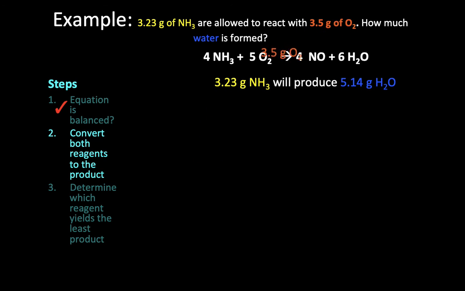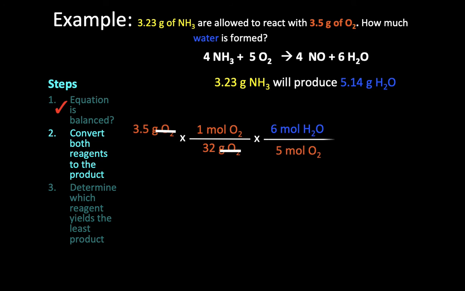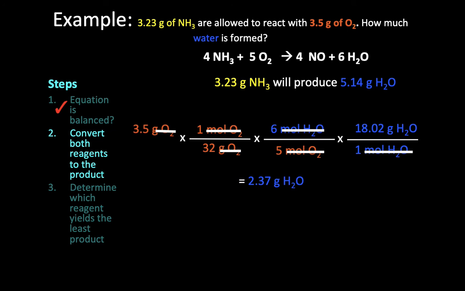Here we go with converting the oxygen now. We start with 3.5 grams. Using the molar mass ratio, we'll convert into moles of oxygen. Then we'll convert between moles of oxygen to moles of water. And finally, we'll convert the moles of water into grams of water, giving us a value of 2.37 grams of water.